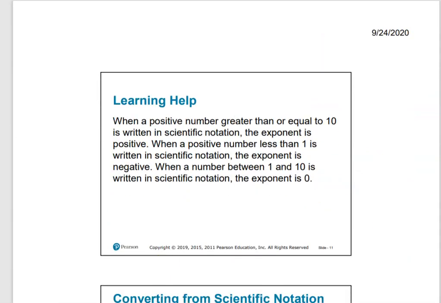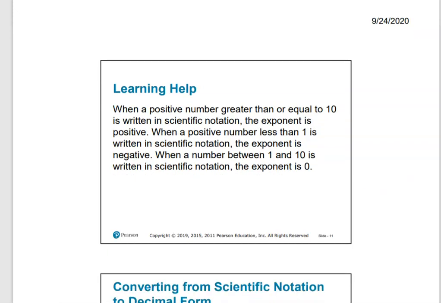When a positive number greater than or equal to 10 is written in scientific notation, the exponent is positive. When a positive number less than 1 is written in scientific notation, the exponent is negative. When a number between 1 and 10 is written in scientific notation, the exponent is 0.